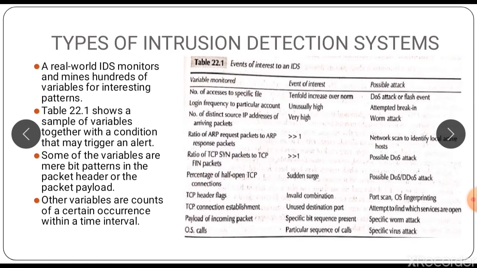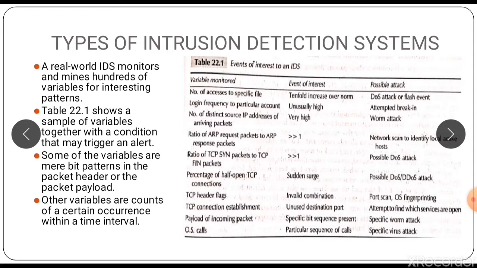Next we will see the types of intrusion detection systems. A real-world IDS monitors and mines hundreds of variables for interesting patterns. The table shows a sample of variables together with a condition that may trigger an alert. Some of these variables are mere bit patterns in the packet header or the packet payload. Other variables are counts of certain occurrences within a time interval.